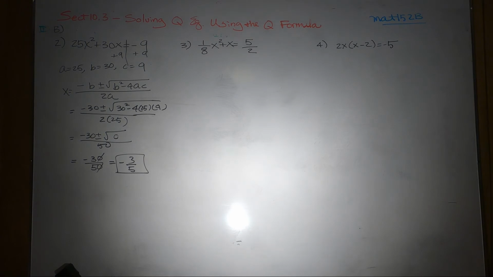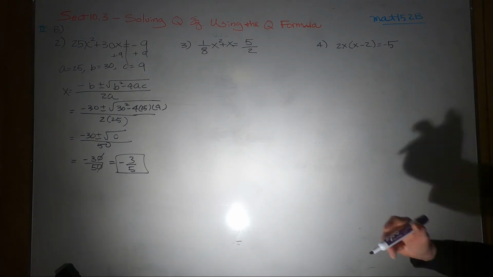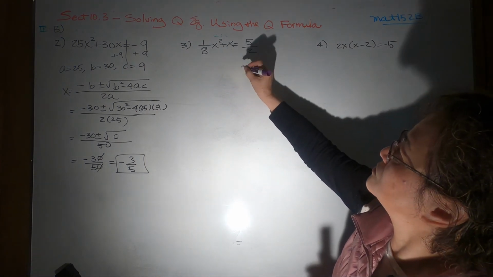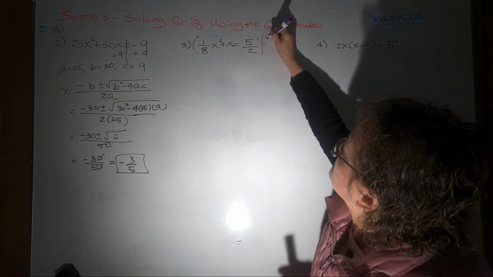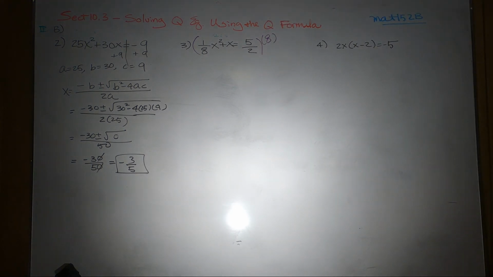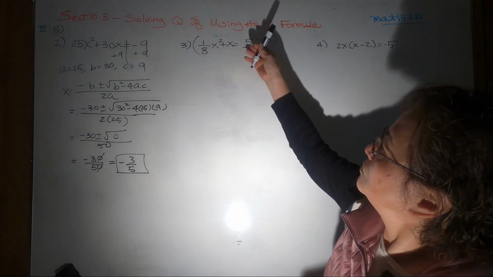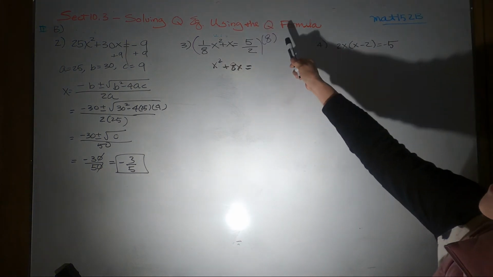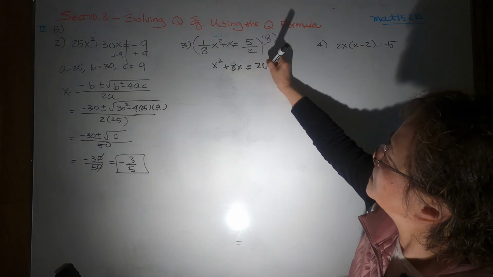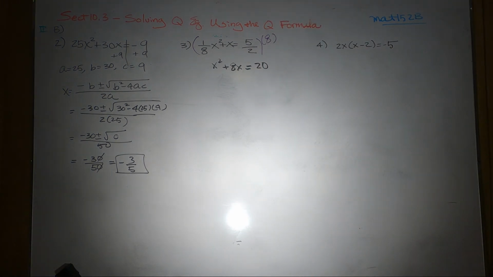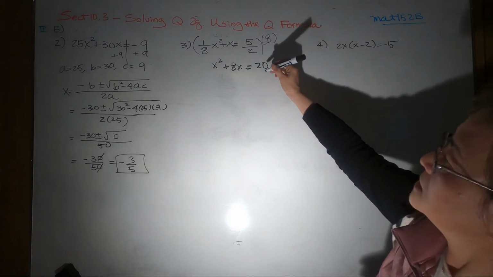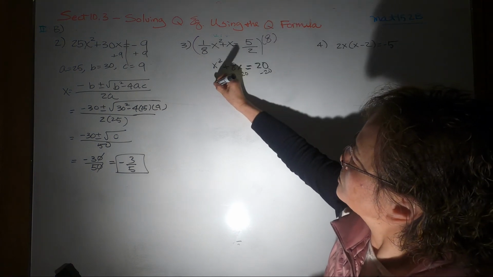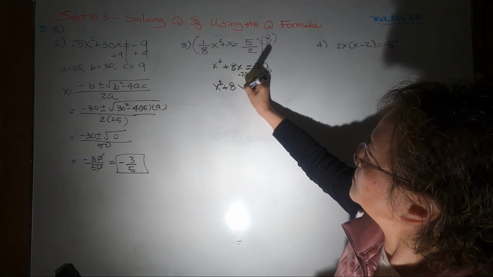Multiply by the LCD, right? So this one is 8, this one is 1, this one is 2. So we multiply by the LCD, 8. So 1/8 times 8 would be 1. So x squared plus 8x equals... cancel out, becomes 4, becomes 20, right? Then what do we do? We need to write it in standard form, right? So we can find our A, B, C.